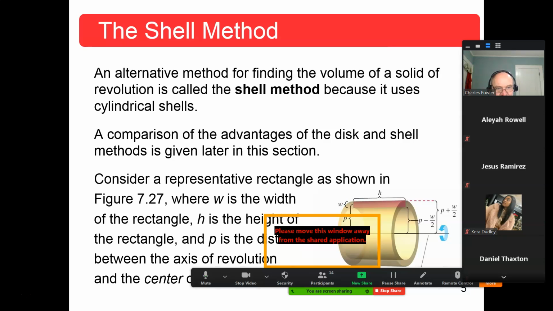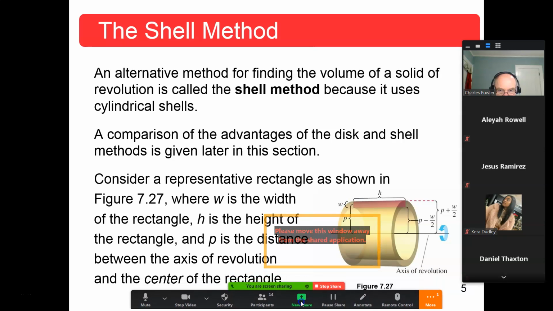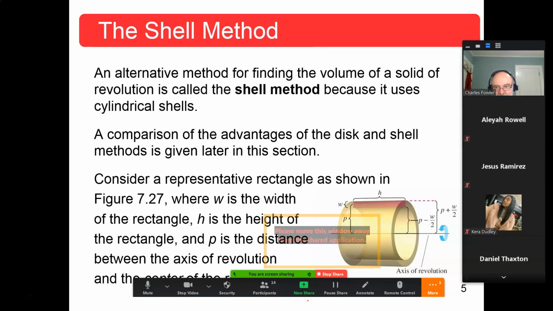Let me see if I can move this box any further down. Yeah, well, I can't. It goes right back up.